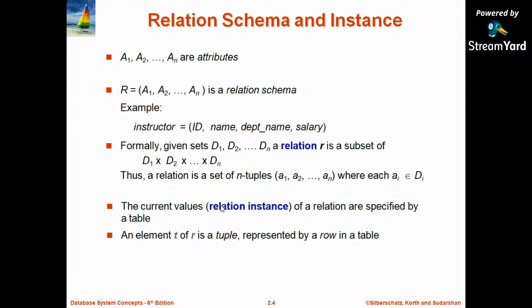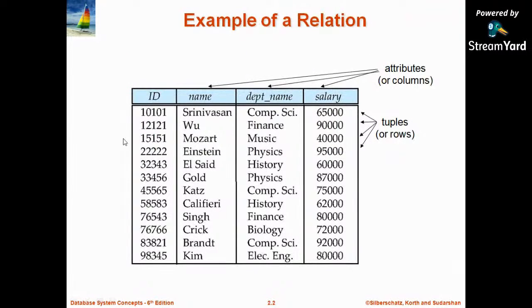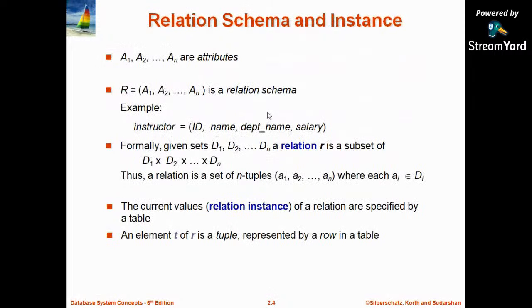Now, what is an instance? The instance of a relation is one row. So you can see this first row, Srinivasan, is one instance of this relation R. The tuple is also a row.